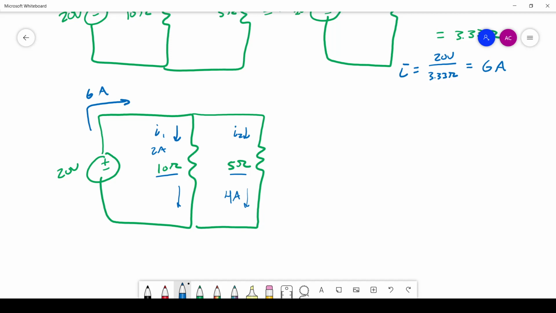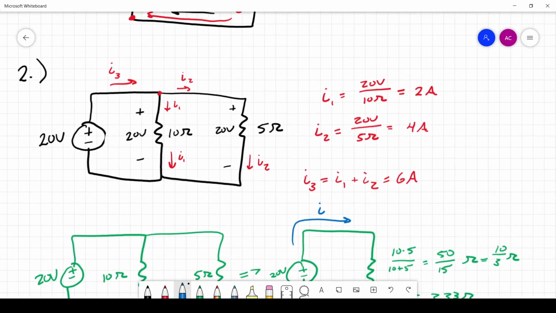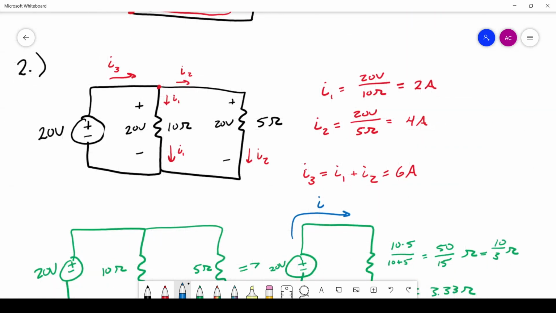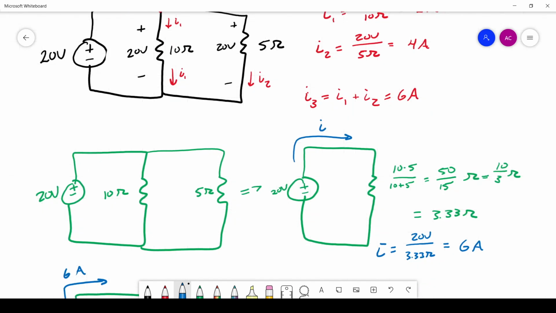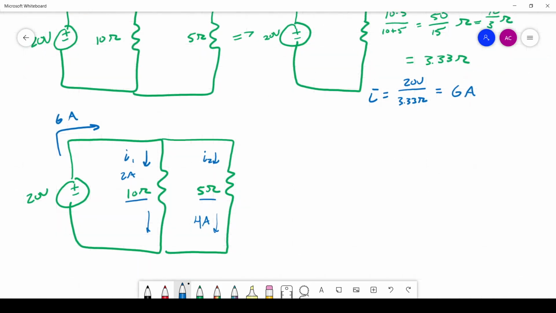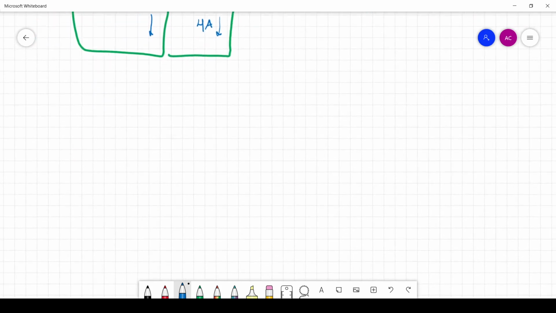So this one was a little more convoluted, a little bit of a longer method of doing this. Personally, I think the best way to do this would be to identify that you have 20 volts across both of these resistors, and then use that to solve and get all the voltages and currents. But if it helps you to do it this way, then by all means do it this way. Or if you only need to know the total current coming out of the source, then this is the best way to do it.